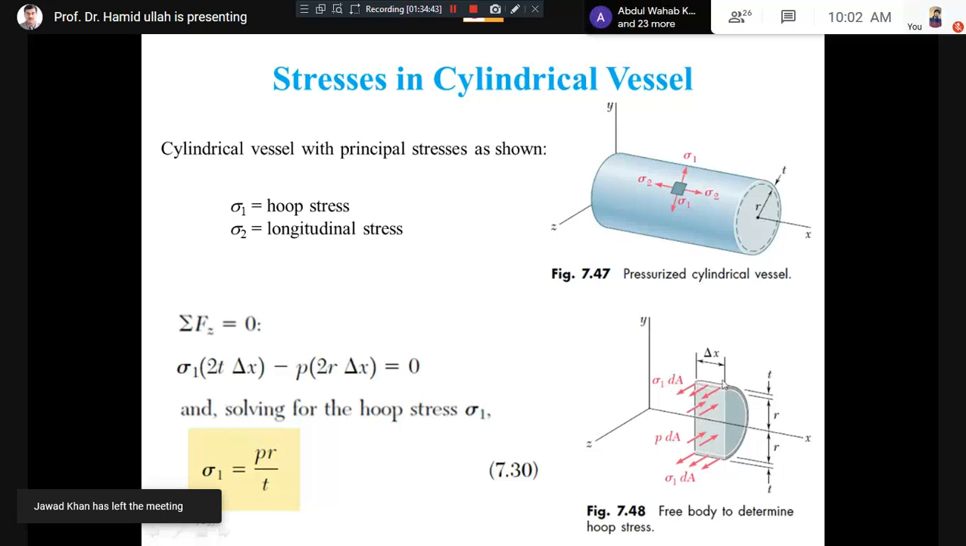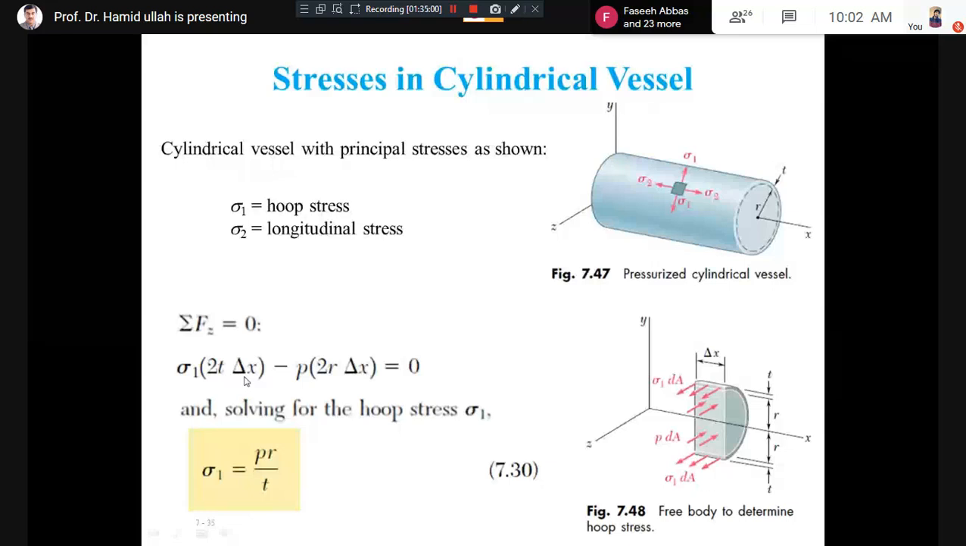Multiplied with t, the thickness, it will be the area of this small rectangle, the wall. So del x multiplied with t. This area plus this area, thickness multiplied with del x, is the cross-sectional area. For pressure, how can you calculate the area? You consider this rectangle having r plus r, 2r, which is the vertical side, multiplied with the horizontal side, del x. And you can get sigma 1 equal to p r by t. This is the formula which gives us the hoop stress.